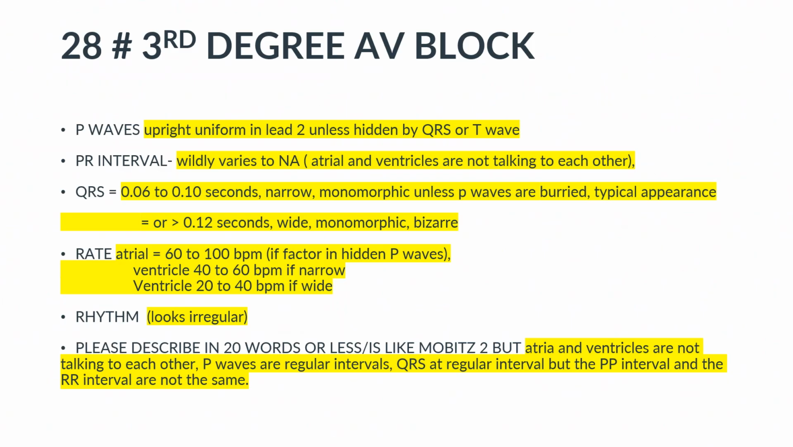Okay, so this is third degree AV block. The P waves that we can see are upright and uniform in lead 2 unless they're hidden by the QRS or T waves. The PR interval varies widely. Why? Because they're not talking to each other, right? Sometimes you get a P and then a QRS 0.12 to 0.20 seconds later, but it's going to be totally random. Why? Because once again, they're not talking.